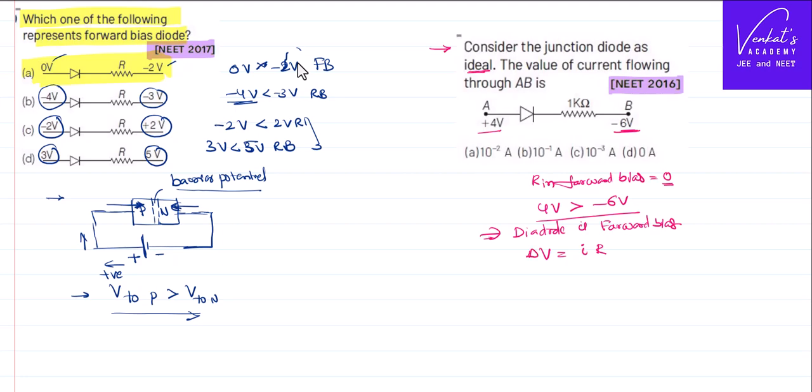V means delta V between P and N. Plus 4 to minus 6 is 10 volts. Be careful: 4 to 0 is 4 volts, and 0 to minus 6 is another 6 volts, altogether 10 volts. The resistance is given as 1 kilo ohm, that is 1000 ohms. So the current is 10 by 1000, that is 1 by 100, that is 10 power minus 2 amperes.